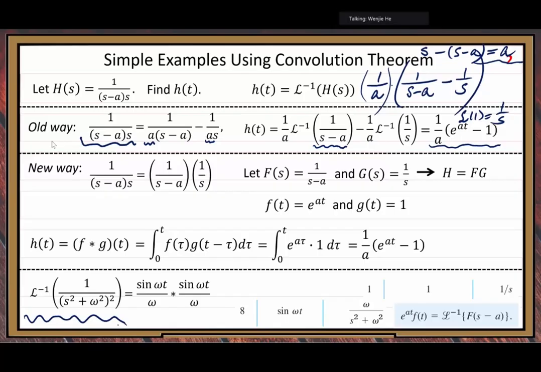It may not be easy to calculate it. How do we get that square? We need some special technique to do it, so it may not be that easy. But if we apply the convolution theorem, then it is much easier, as you can see.